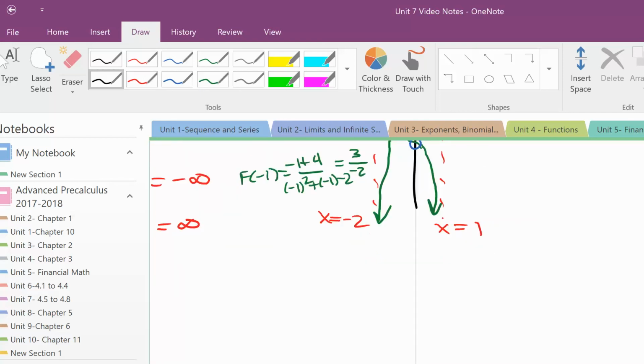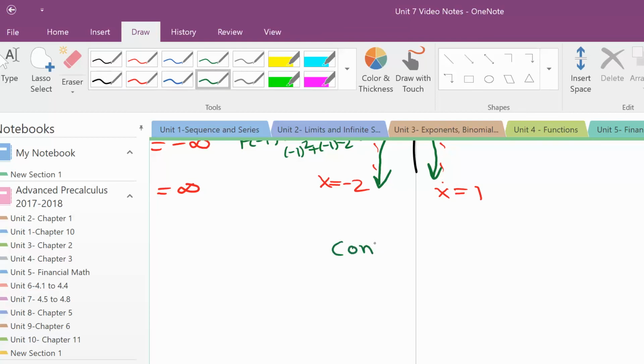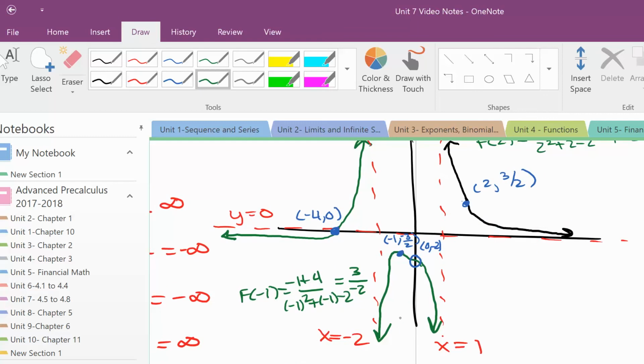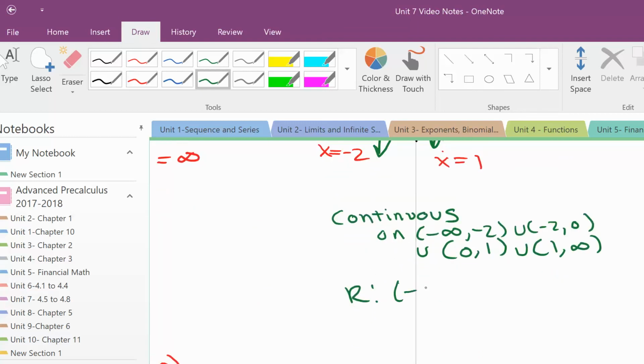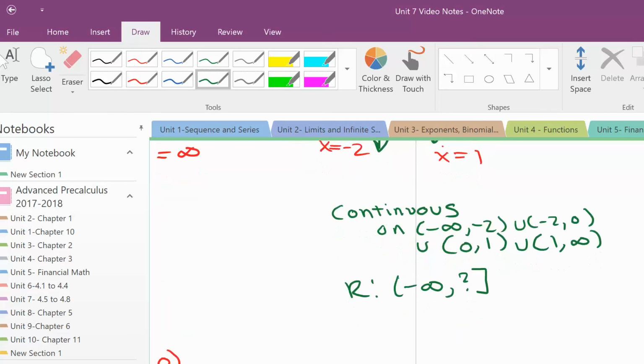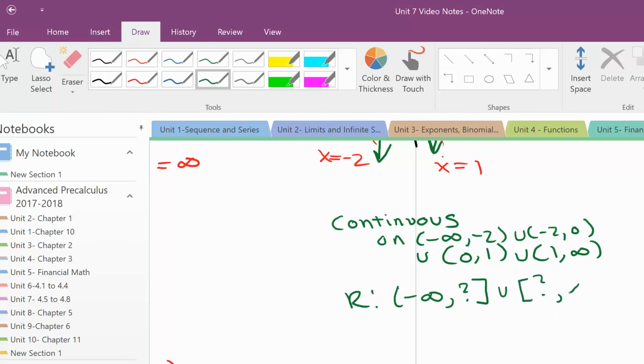So now we know it's continuous on the same interval as the domain. So -infinity to -2, union -2 to 0, union 0 to 1, union 1 to infinity. Now the range is a different story. Now we know it goes up to some point here, but we're not quite sure where the top is there. And so we're going to say it's from -infinity to question mark, and it will include that question mark, whatever that is. And in another section, we'll find out how to find that. Then it also goes from here to infinity, but we don't know where this bottom is because it crosses 0. So we're going to say question mark to infinity.